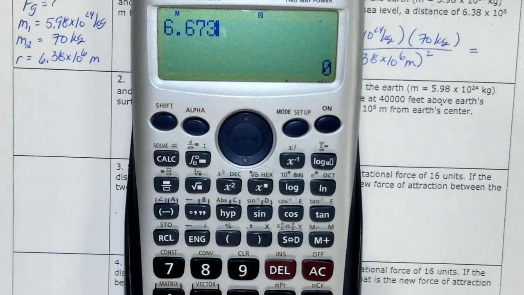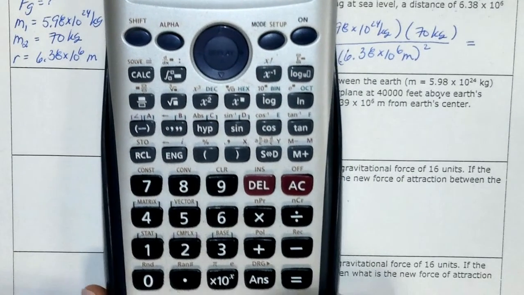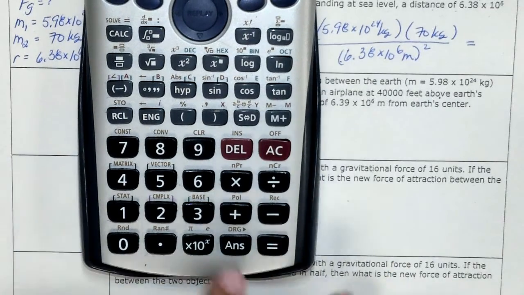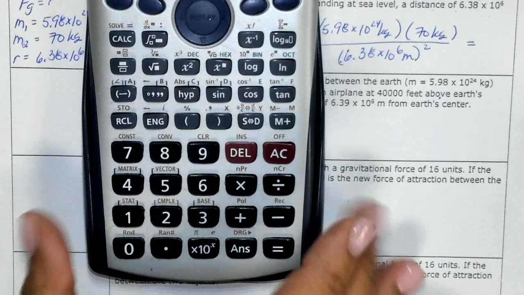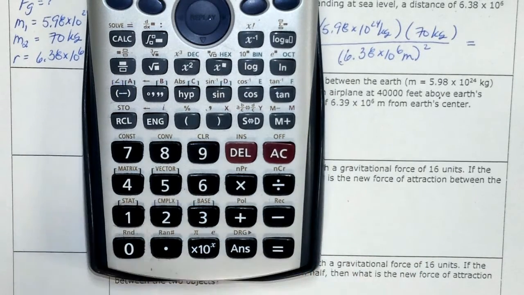I just use the multiplication sign. There's probably different ways to do it. If you know how to use it, mine just says times 10 to the X. So times 10 to the, because this is my Casio.